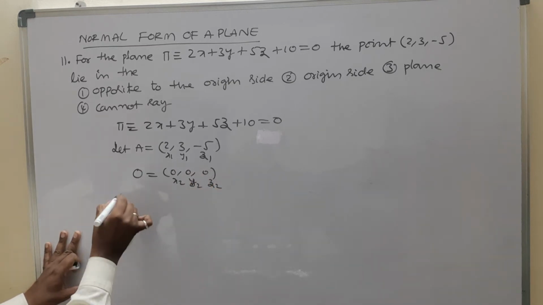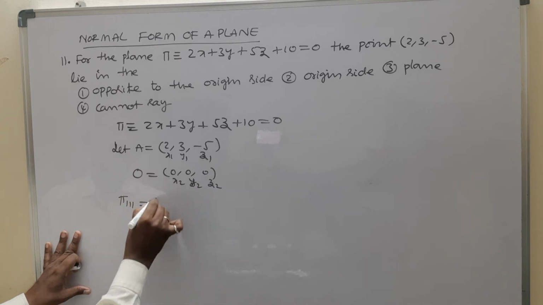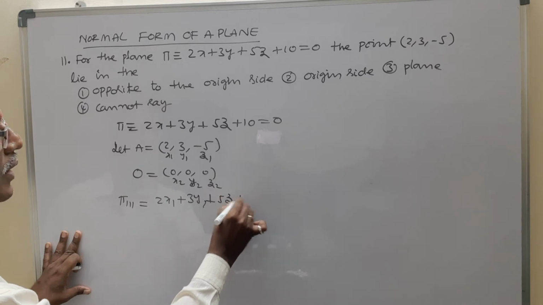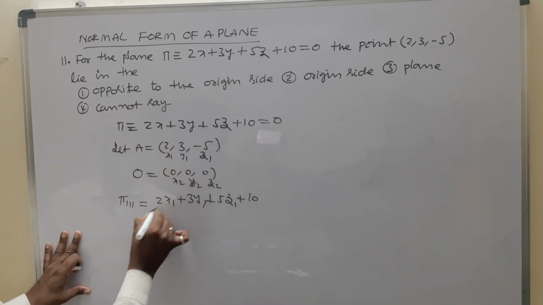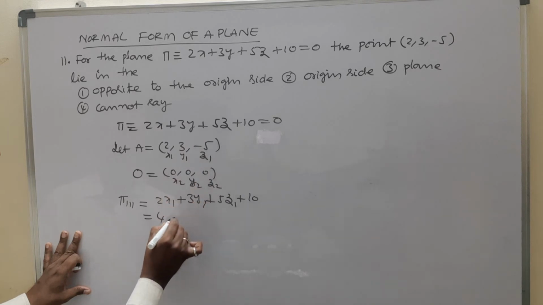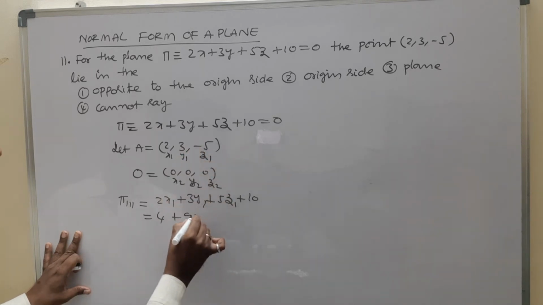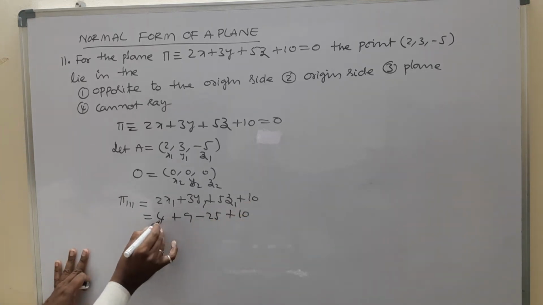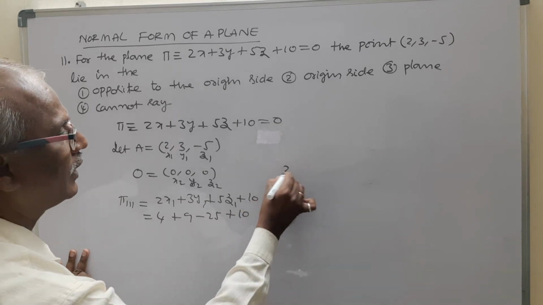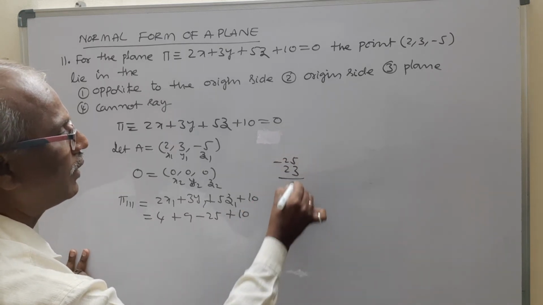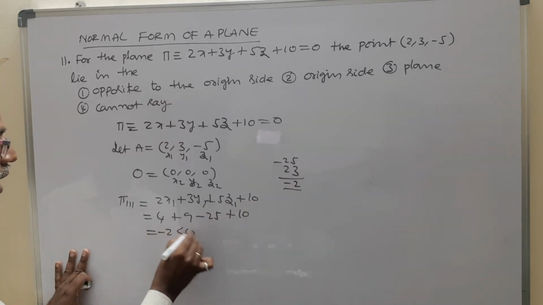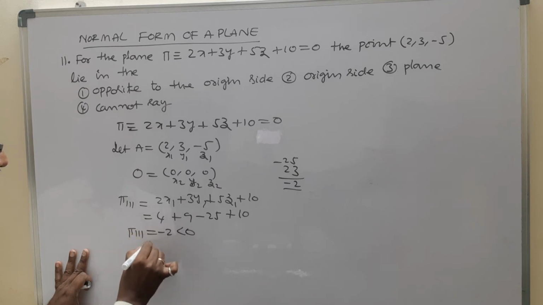To find pi triple 1: 2x1 plus 3y1 plus 5z1 plus 10. Here apply x1: 2 into 2 is 4, 3 into 3 is 9, 5 into minus 5 is minus 25, plus 10. 9 plus 4 is 13, 13 plus 10 is 23, 23 minus 25. Here minus 25 plus 23, the value equal to minus 2. Minus 2 is less than 0. Pi triple 1 is less than 0.